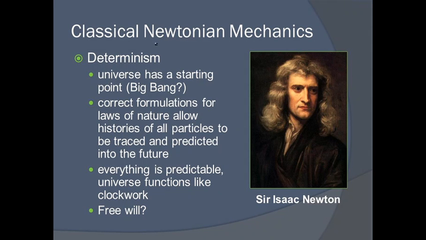Now to summarize, in classical Newtonian mechanics, the main feature that we see is determinism, and according to this, the universe has a starting point which can be taken as the Big Bang, and correct formulations for laws of nature allow histories of all particles to be traced and predicted into the future. So according to this determinism, everything is predictable and the universe functions like clockwork with accurate precision. In this concept, there is no place for free will, and the deterministic universe just works like a machine where everything is predicted earlier.